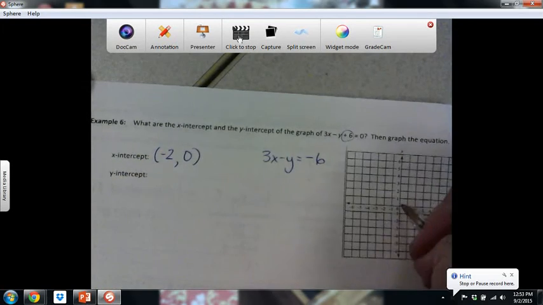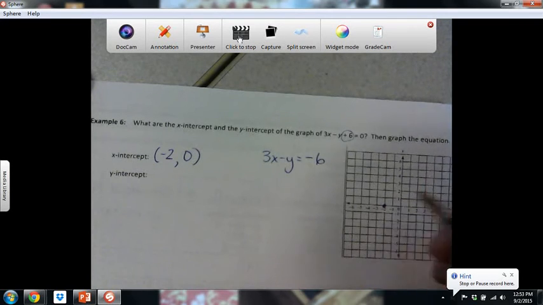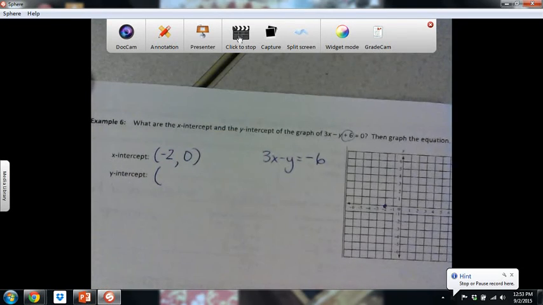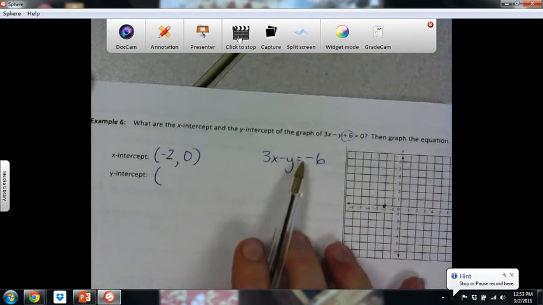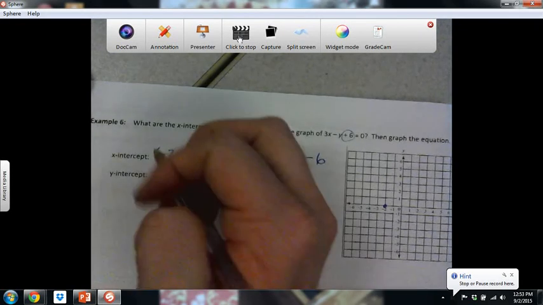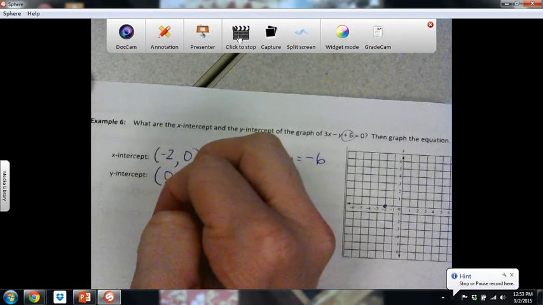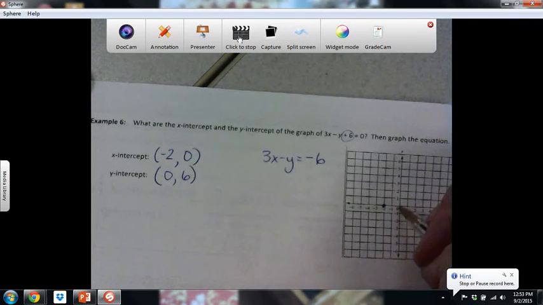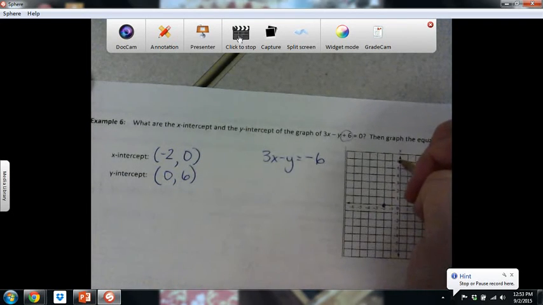I can go ahead and graph that, negative 2, 0. And then for the y-intercept, if I plug in 0, I get negative y equals negative 6. Divide both sides by negative 1, and I get 0, 6. 0, 6, we'll put this right here. And I would again connect it up.